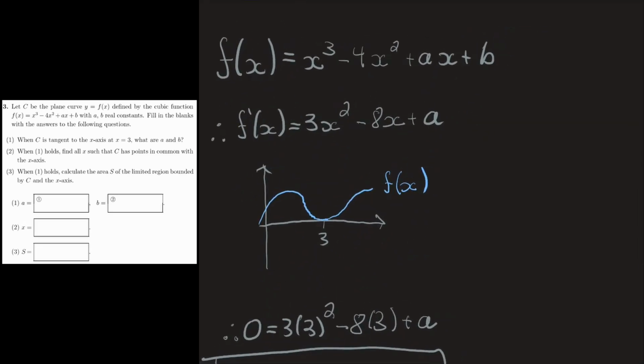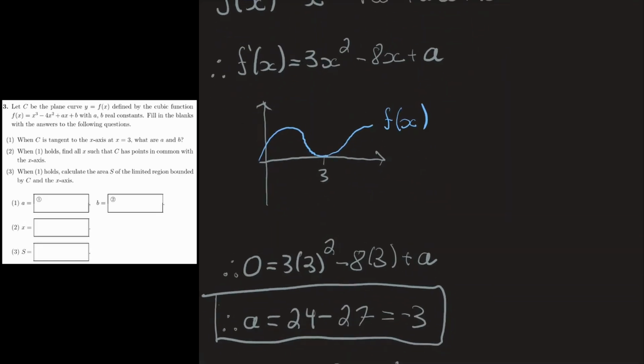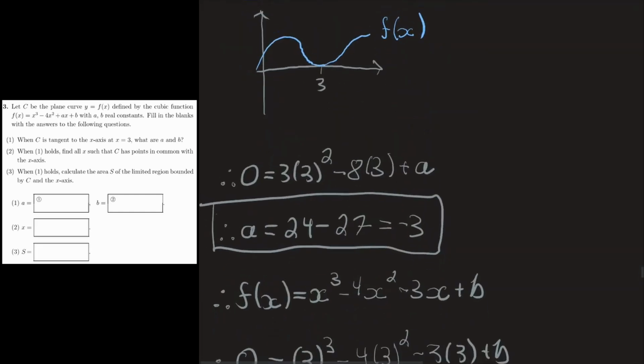Because the derivative gives us the slope of the tangent line at that point, and because our curve is tangent to the x-axis, which is horizontal, our slope must be 0. So we plug x equals 3 into our equation of the derivative, and the equation equals 0. And so when we rearrange, we find that a is equal to -3, so that is the first part of our answer. Now, we can take the value of a and plug it back into the equation of our function.